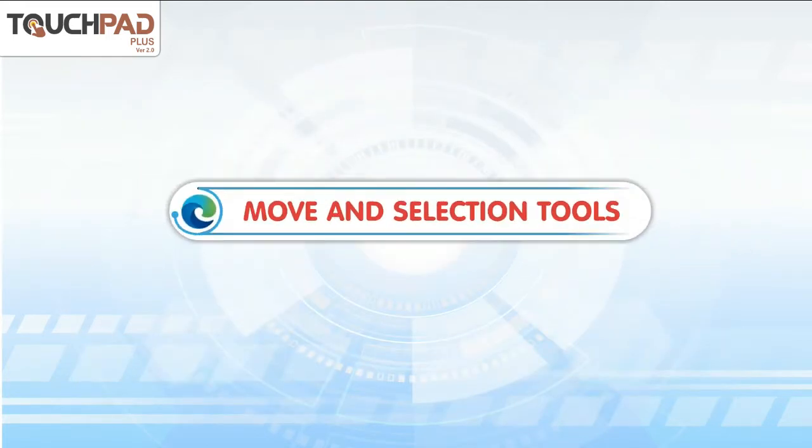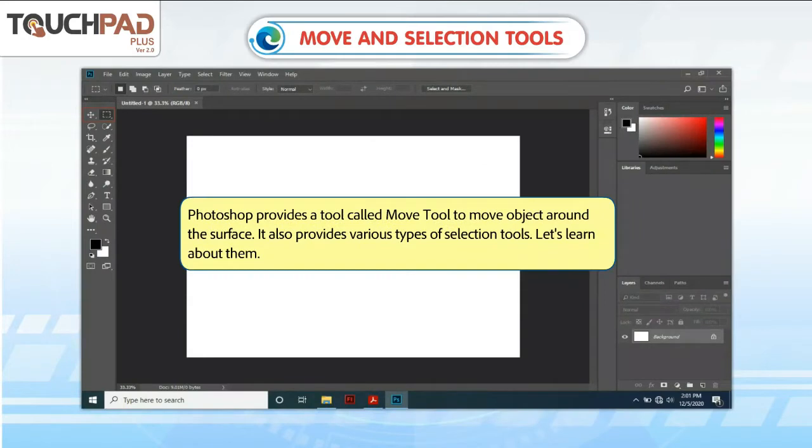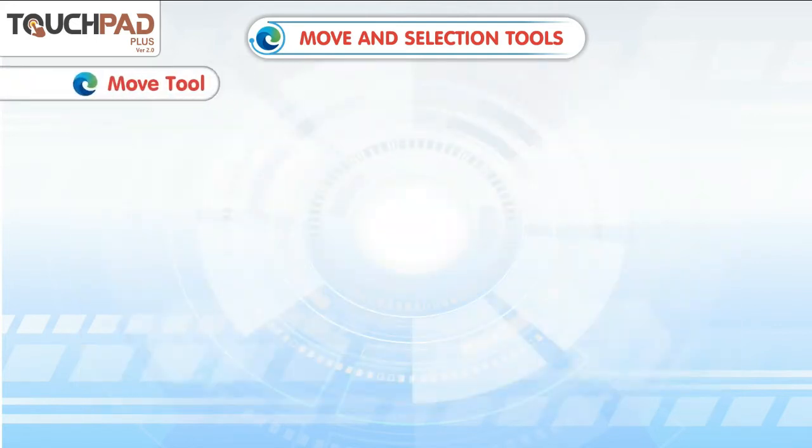Move and Selection Tools. Photoshop provides a tool called Move Tool to move objects around the surface. It also provides various types of selection tools. Let's learn about them.